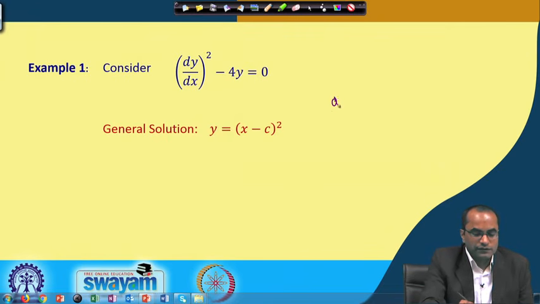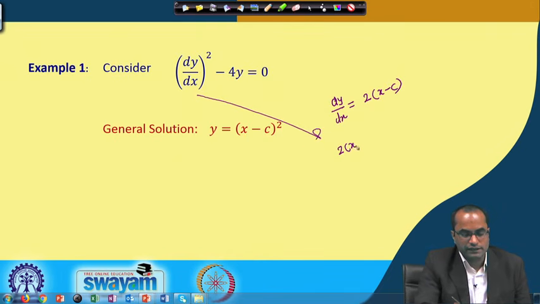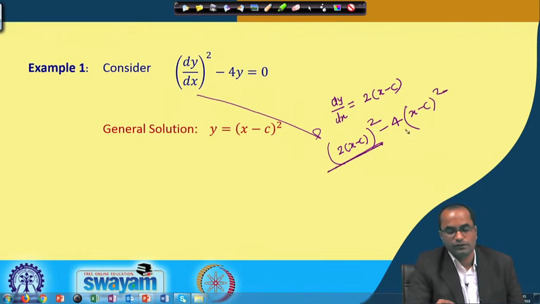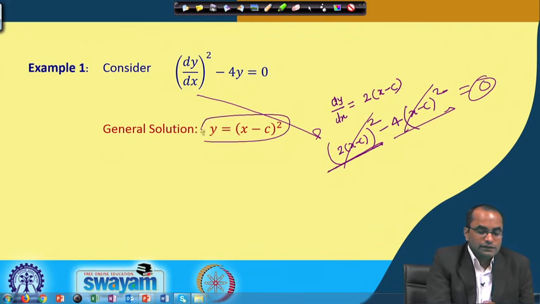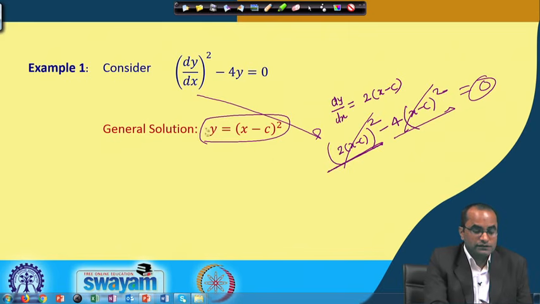If we get dy/dx, it will be 2 times (x minus c), and if we substitute now in this differential equation, we get 2 times (x minus c) whole square minus 4 times y, that is (x minus c) whole square. Here also we have 4 times (x minus c) whole square, so this will cancel out. What we observe is that this solution satisfies the differential equation, and therefore this is a solution.